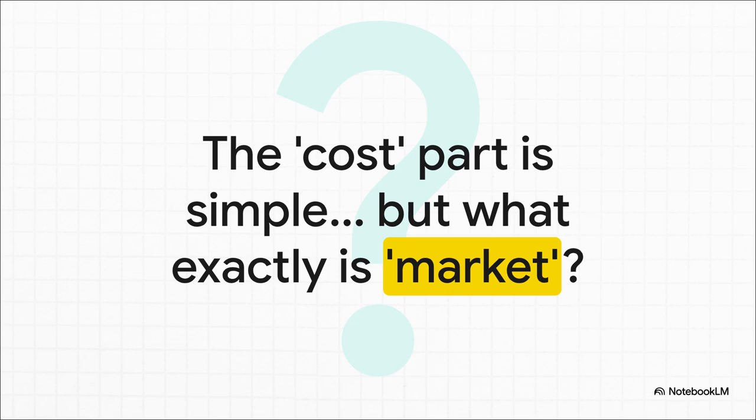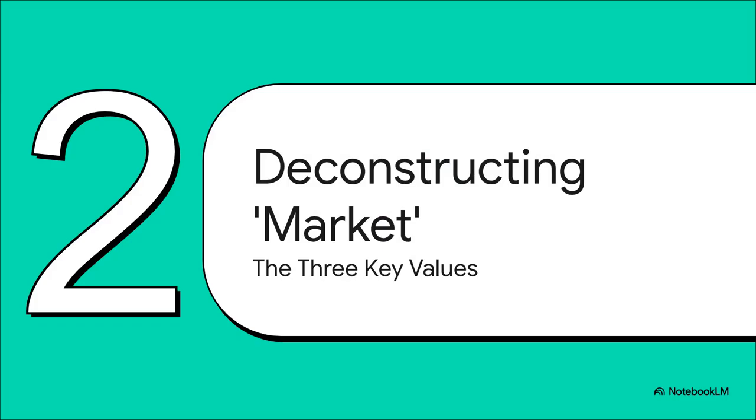Okay, so when we look at the name lower of cost or market, the cost part is easy, right? That's just what you paid for the stuff. But market, that's where the real puzzle is. It's not just one number you can look up. To figure out what we call the designated market value, you actually have to juggle 3 different numbers. This is the absolute key to nailing the LCM rule, so let's break down each one.